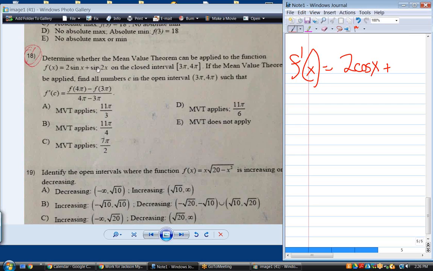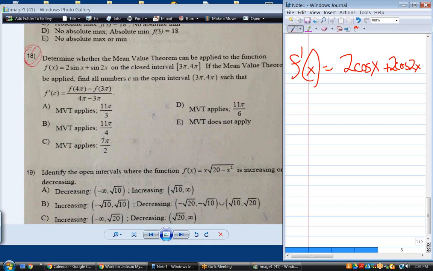the derivative of the outside times the derivative of the inside. That'd be cosine of 2x times the derivative of the inside, which is 2. The inside is 2x. So the derivative of the outside is cosine of 2x, the derivative of the inside is 2. So that's what f prime of x is.